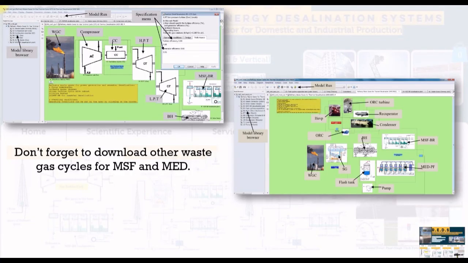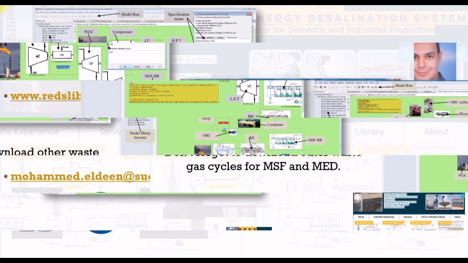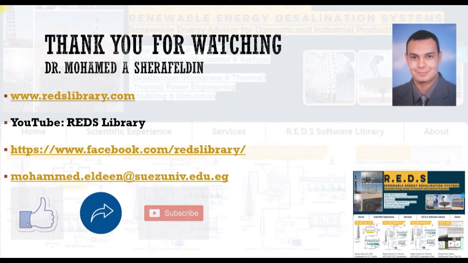And finally, we can use waste gases. Simply, we can use waste gases instead of burning it through the air. So we can desalinate seawater and produce fresh water. And we can generate thermal power and electric power generation from such configurations.